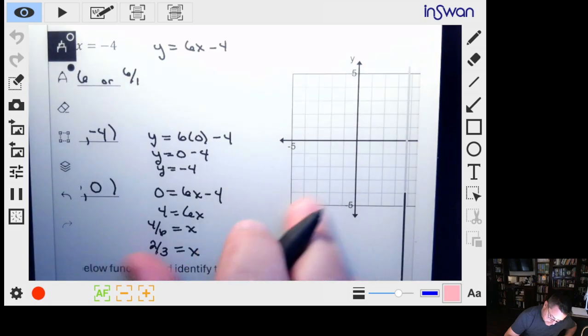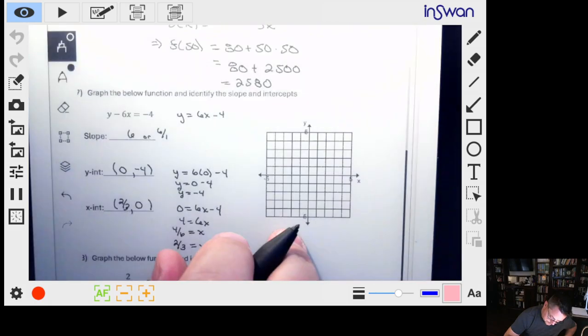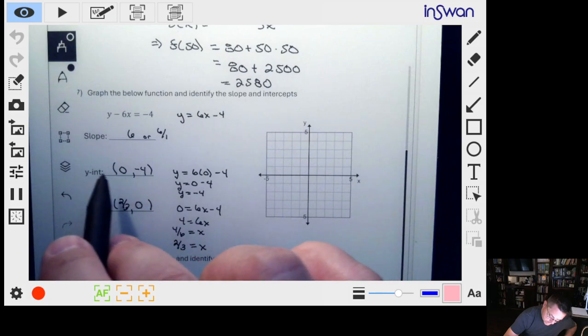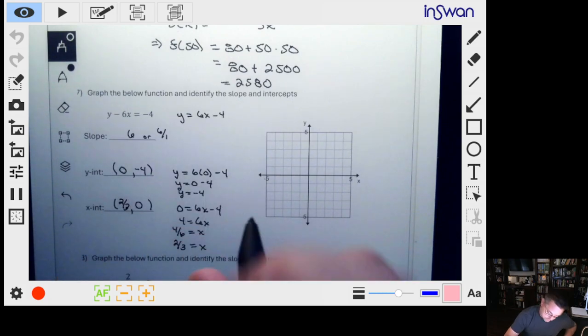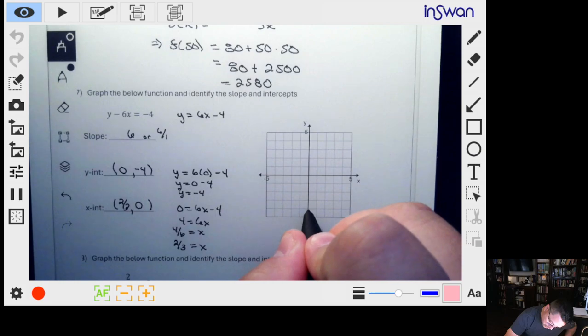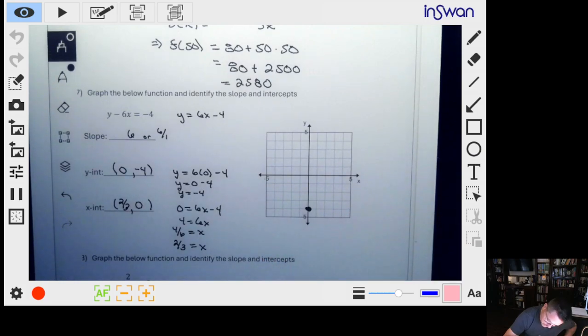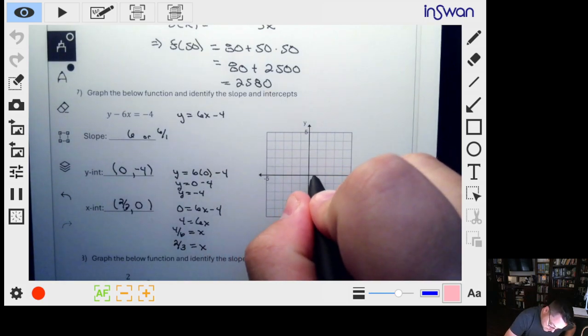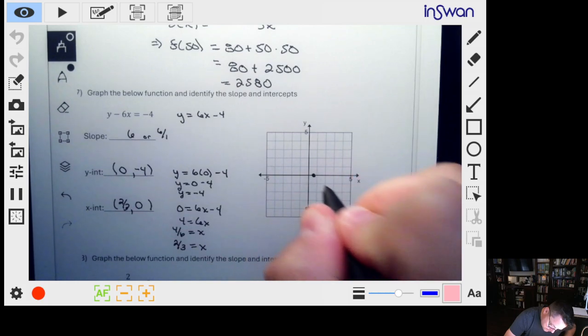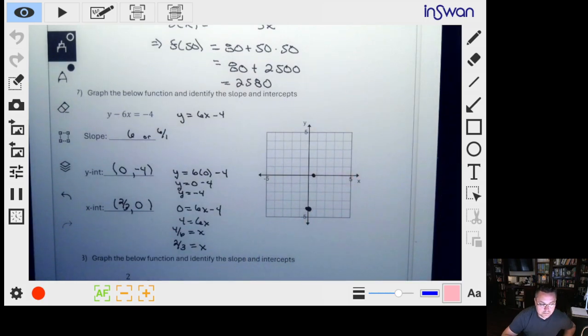And now we'll plot those points on here. This y-intercept is really nice and easy to graph. So it's down 4. This one's a little bit harder. So it's at 2/3, which is about 0.7, 0.66, somewhere in there. So that's going to be somewhere about here. Okay, not perfect, but it's in there.